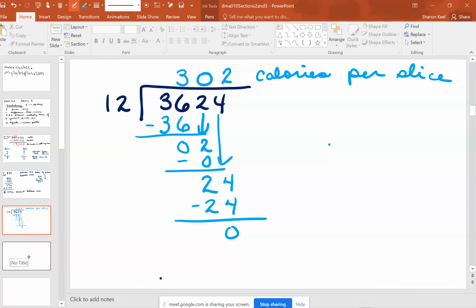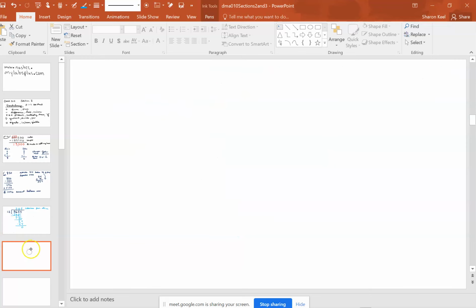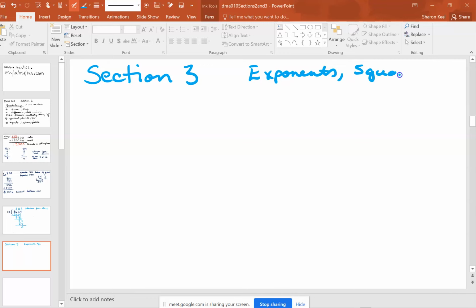The next part that we're looking at here is going to be section 3. So here in section 3, because today our goal is to do sections 2 and 3. Section 3, we're going to look at exponents, square roots, and order of operations.